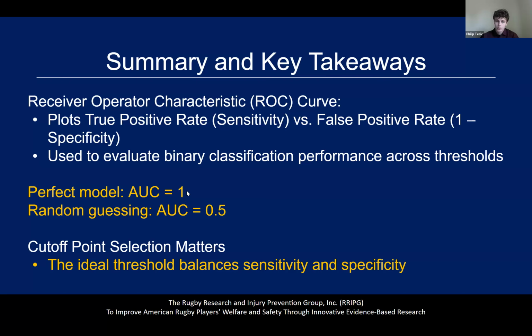A perfect model will have an area under the curve all the way at 1, whereas a model that is not very useful and functions no better than random guessing, because the groups are completely overlapped, will lead to an area under the curve of just 0.5. Cutoff point selection matters, and this can tell us about the ideal threshold balancing sensitivity and specificity.